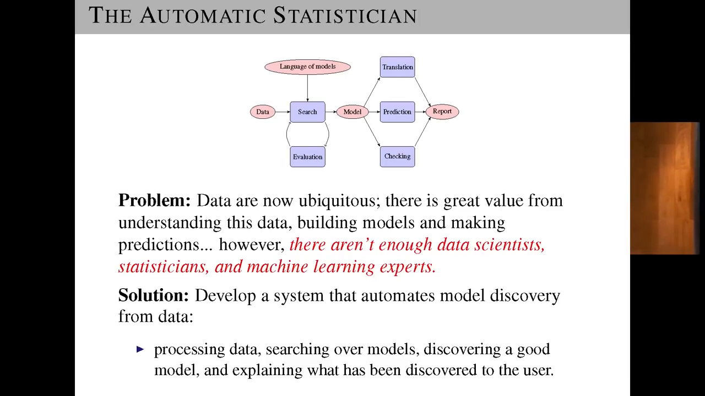So here are the ingredients of the automatic statistician. The way you picture this is a system where data goes in at one end and a bunch of things come out at the other end, including a report that describes to you what's in the data. It could be an interactive report or it could be a static report. I might show you a video, if we have time, of this thing in action.